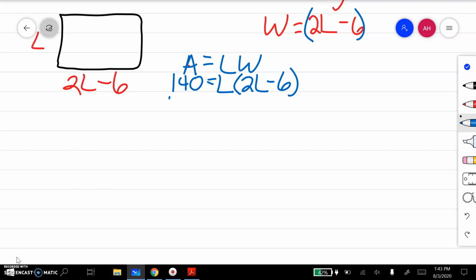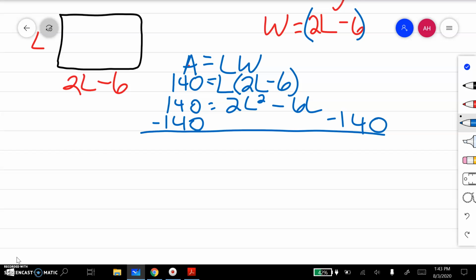So first I'm going to distribute the L. So we get 2L squared minus 6L. I need all this on one side because I have L squared. So we're going to subtract 140 from both sides. So we have 0 equals 2L squared minus 6L minus 140. Okay, at this point we have a quadratic equation.